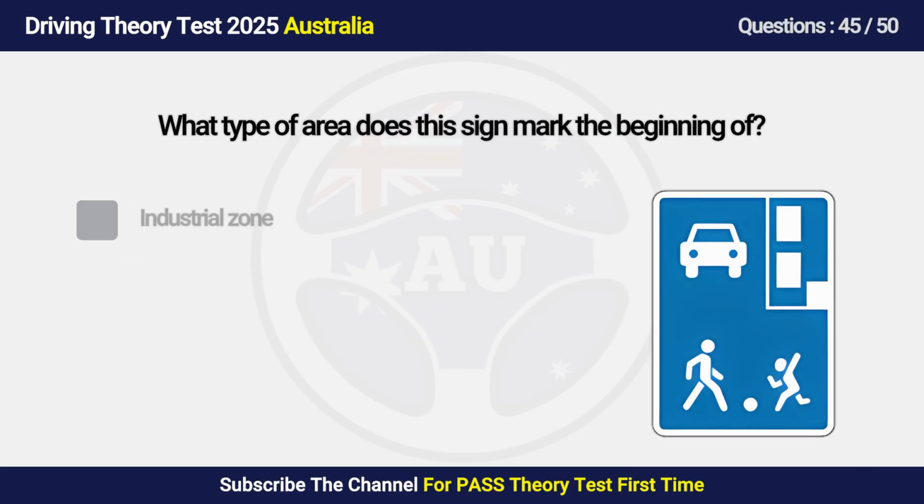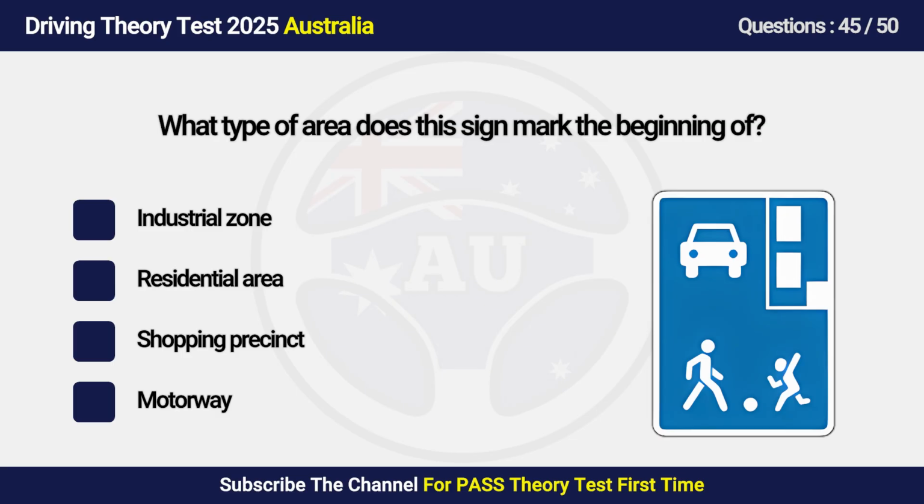Question 45. What type of area does this sign mark the beginning of? A. Industrial zone. B. Residential area. C. Shopping precinct. D. Motorway.